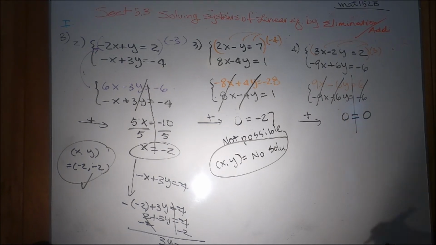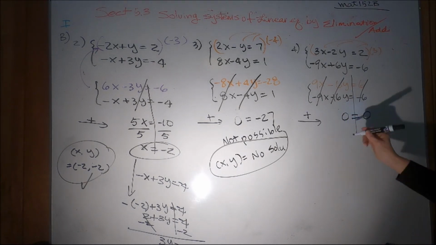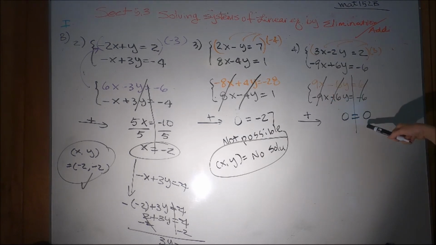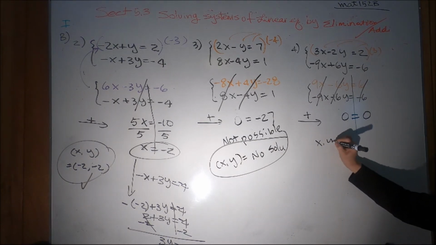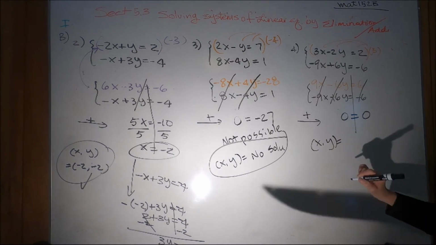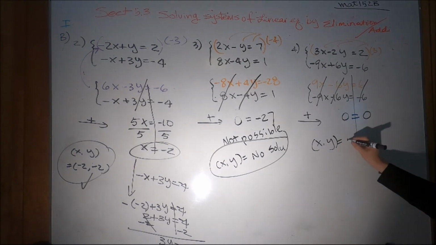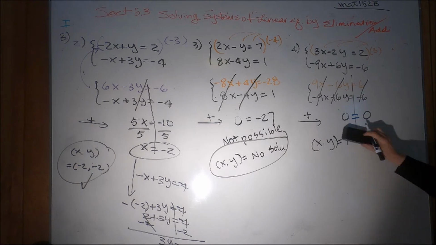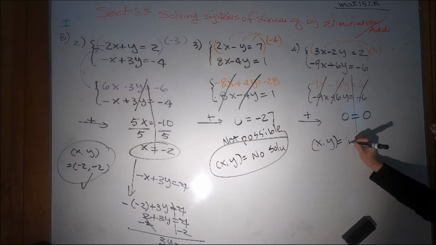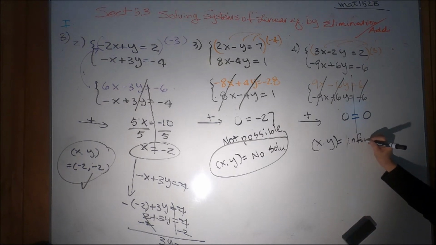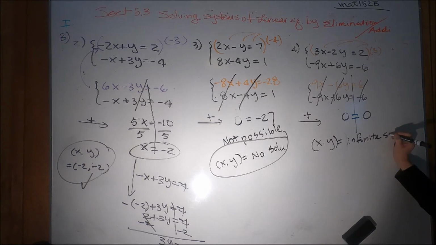Everything's gone. That means doesn't matter what kind of x and y you plug in, you will always be 0 equals 0. That means identical line. If you have identical line, what kind of solutions you have? Oops, no solution is what? Infinite solution.